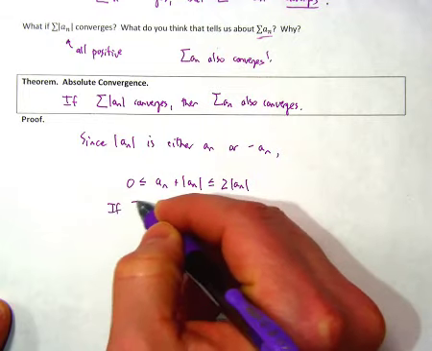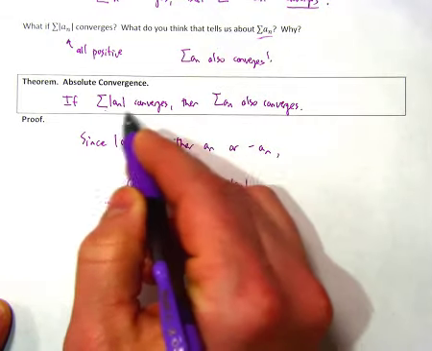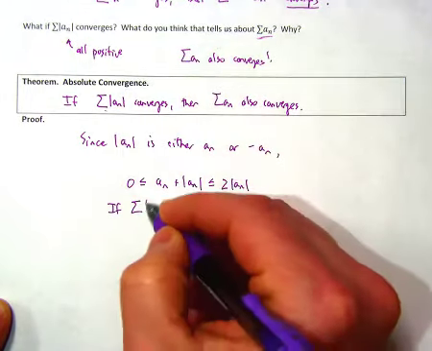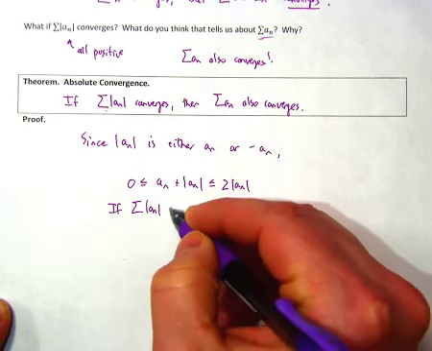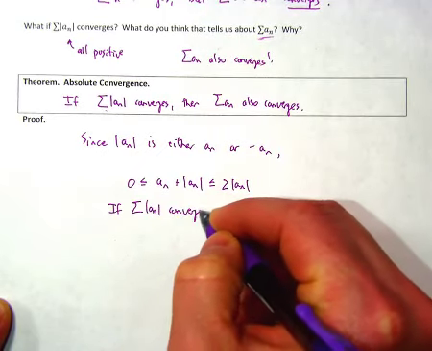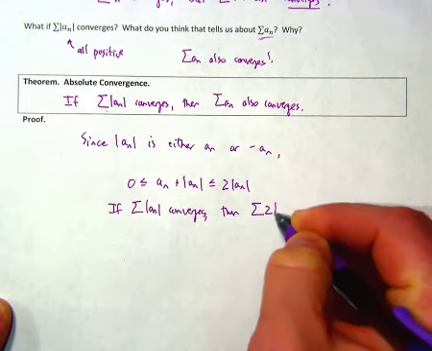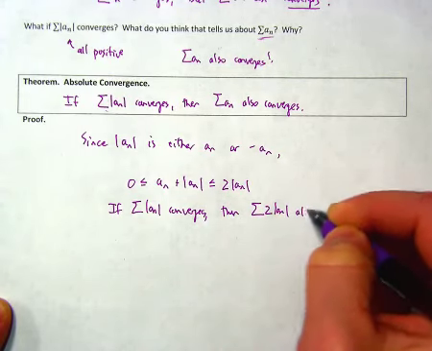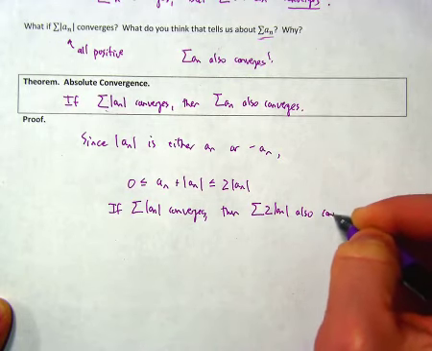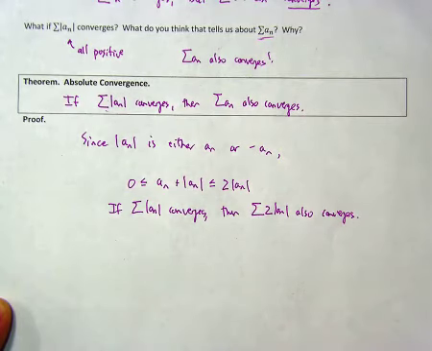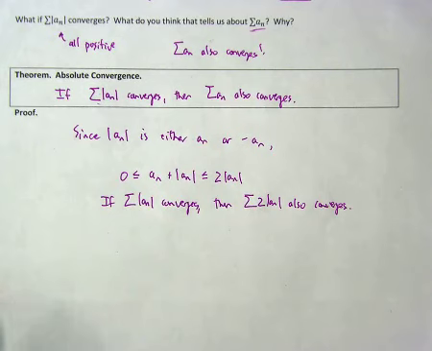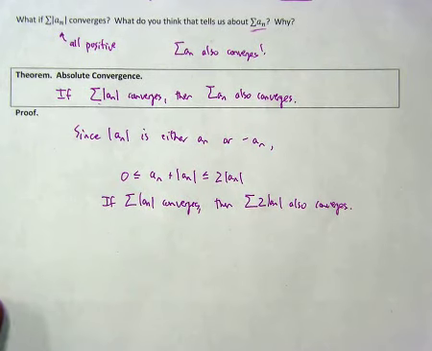Now we're going to assume this and try to show this. We're going to assume the absolute value series converges. So if the absolute value series converges, then certainly putting that 2 in there also converges. That's pretty clear. We're just doubling each term, so that's not going to change whether or not it converges.